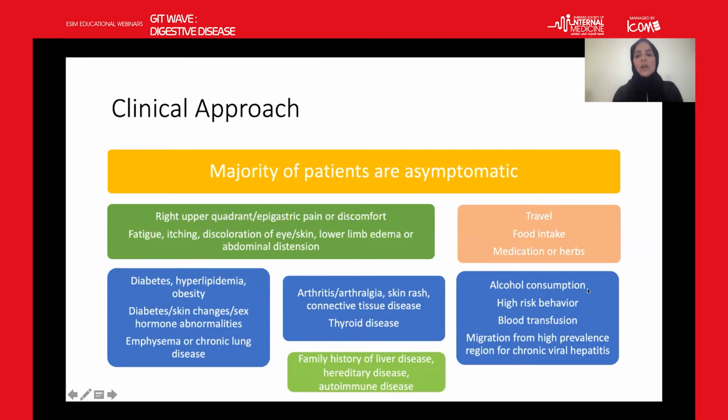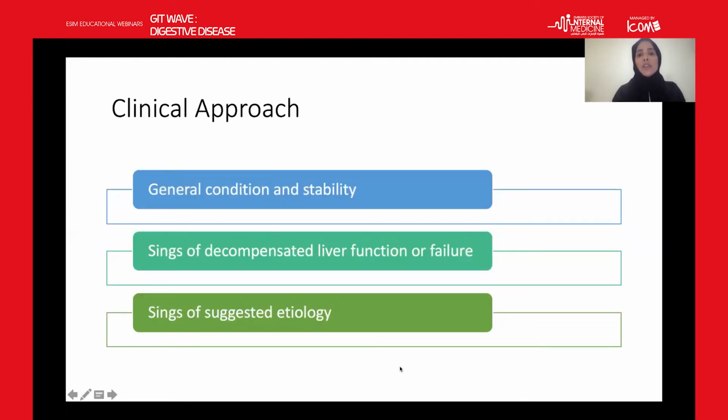And you need to ask every patient who comes with abnormal liver enzymes about alcohol consumption, about high-risk behavior or blood transfusion that can acquire chronic hepatitis virus, and also migration from a high prevalence area for chronic viral hepatitis. And for all patients, we need to obtain the family history about any liver disease, any hereditary diseases, or any autoimmune disease or cancer. And then we go for the examination.